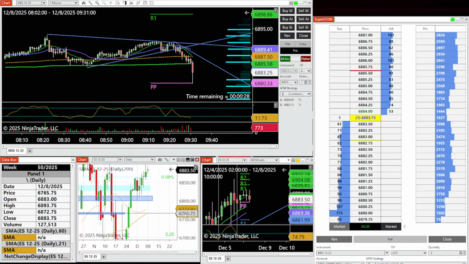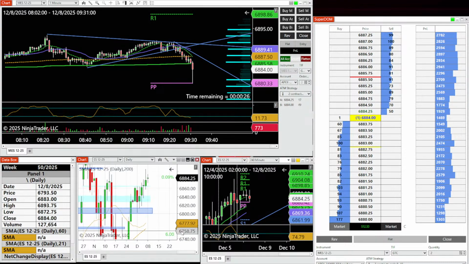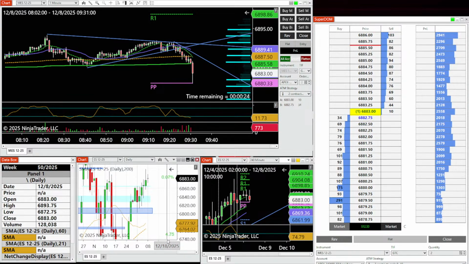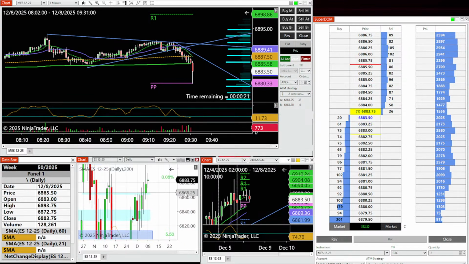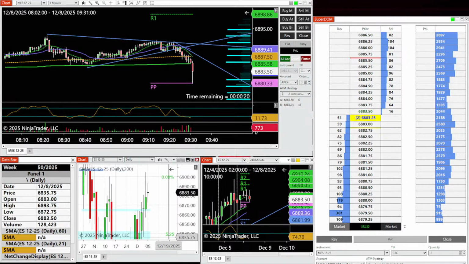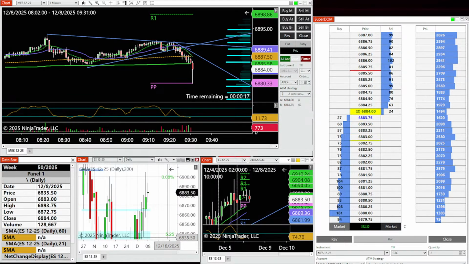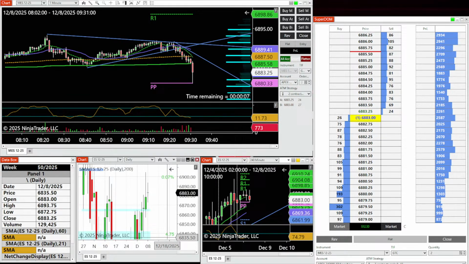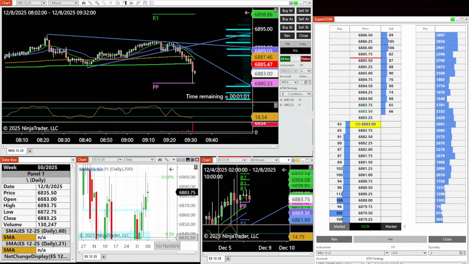Haven't closed the gap yet. Got about 5 points to close the gap, which it looks like it may. May or may not, we'll see. First 15 minutes, I'm gonna stay out of the markets.